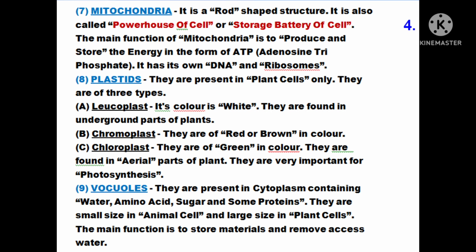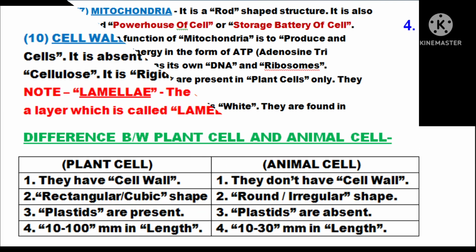9. Vacuoles. They are present in cytoplasm containing water, amino acid, sugar and some proteins. They are small size in animal cell and large size in plant cells. The main function is to store materials and remove excess water.